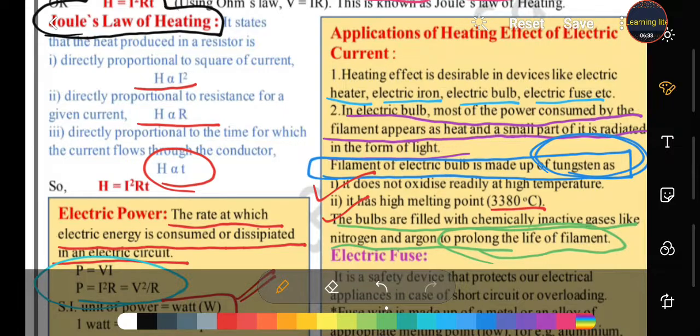Okay, got it? So our question is here, why is the filament of the bulb made of tungsten? Because it doesn't oxidize at a high temperature and it has a high melting point, and also the bulb is filled with the inactive gases nitrogen and argon.